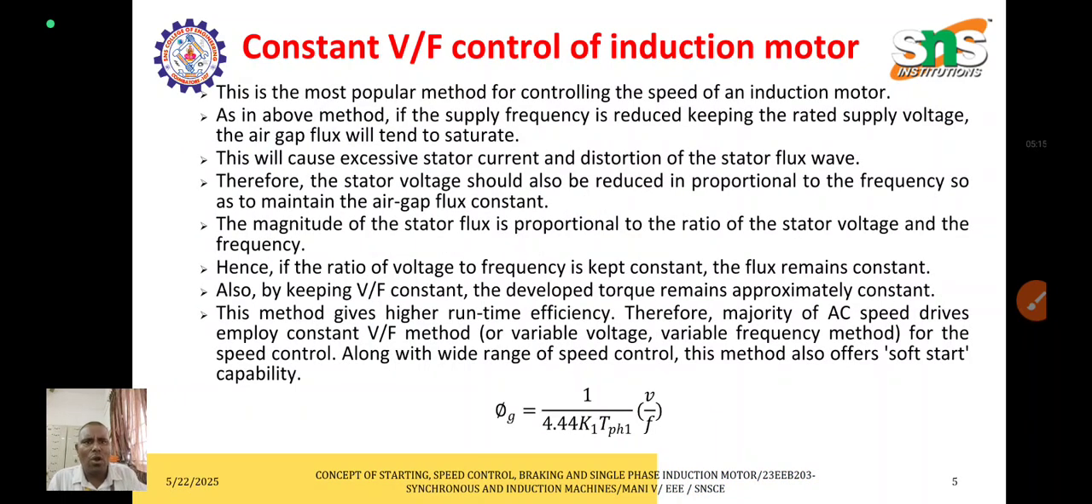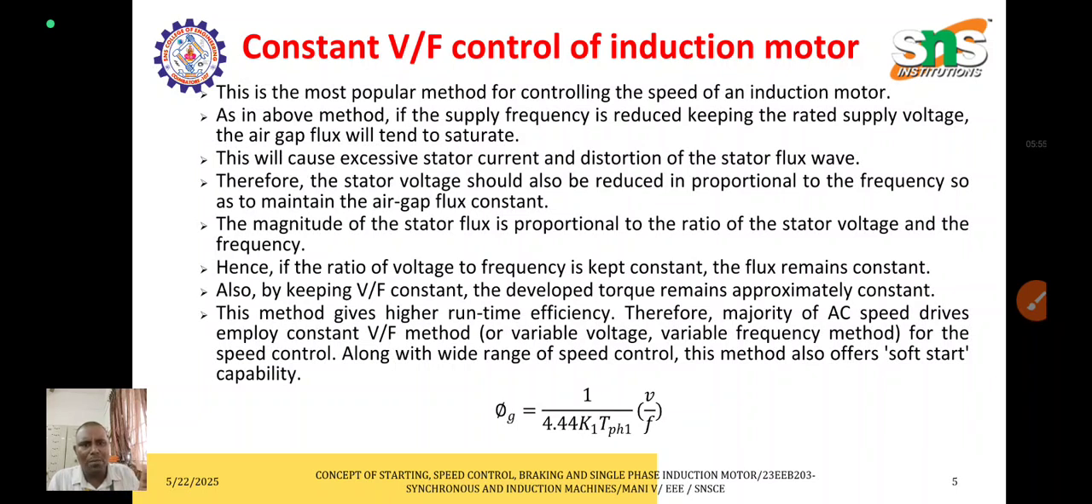And the next one, constant V by F control, voltage by frequency control. So here, the air gap flux formula of an induction machine: phi g is equal to 1 divided by 4.44 K1 T phase into V by F. Here 4.44 is constant, K1 is also constant, and T phase, the number of turns per winding, is also constant. So all the constants can be neglected, and after neglecting, we get the air gap flux phi g is equal to V by F.